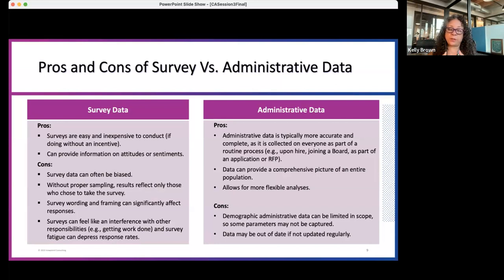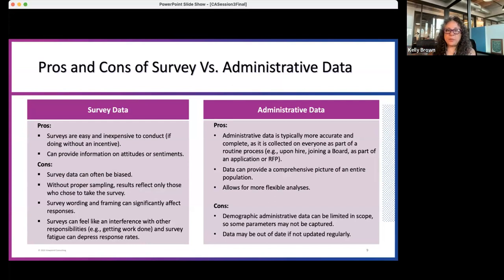Another key issue around using surveys is that how you frame the questions can significantly affect the responses. And as we know, because we've all been bombarded with them, using surveys can often get much lower response and much lower levels of data because people are fatigued with them and don't respond.